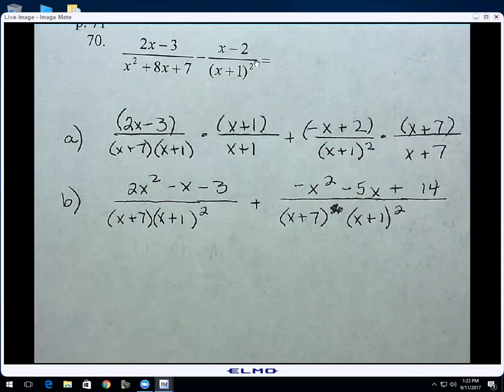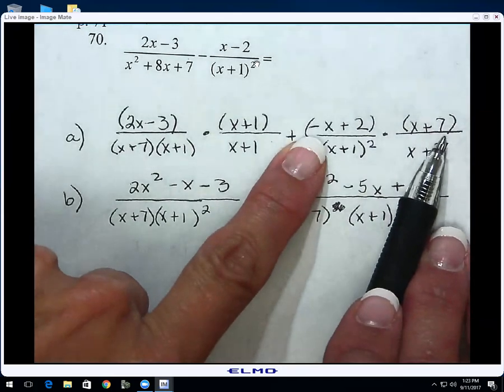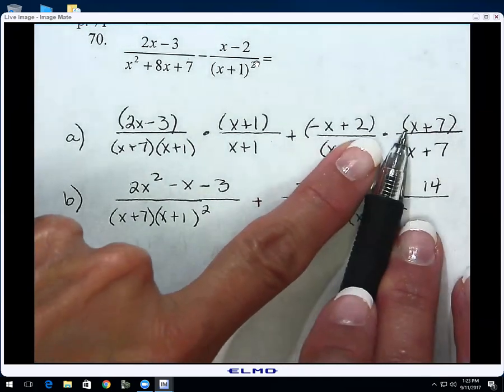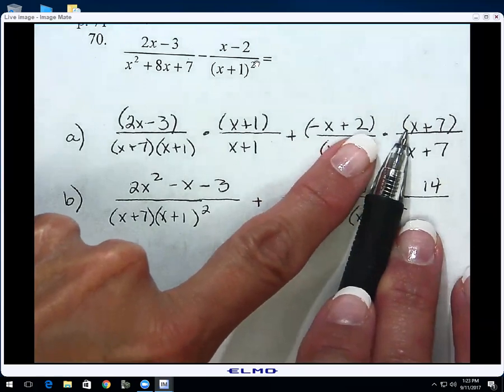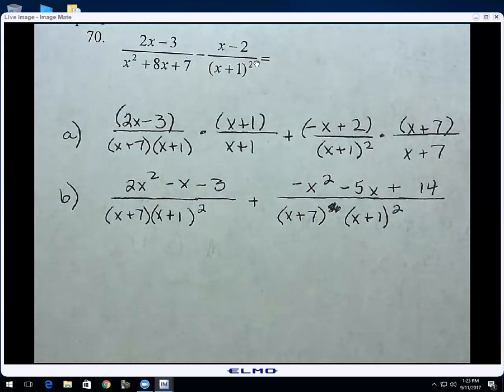Would you mind smiling? Where did I get minus 5x? Right here, Luke, you have minus 7x plus 2x. And I just went ahead and combined so I didn't have to write the whole thing down again. Any other questions about those numerators?